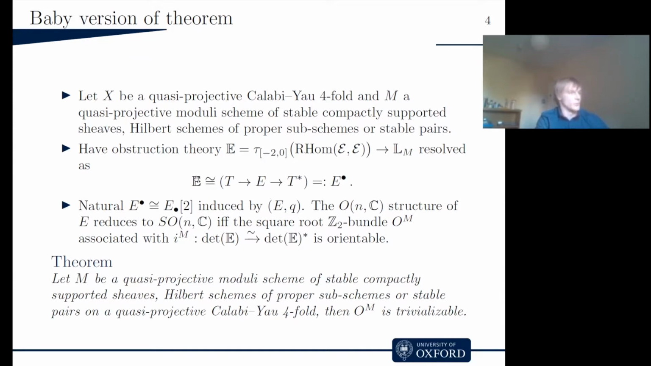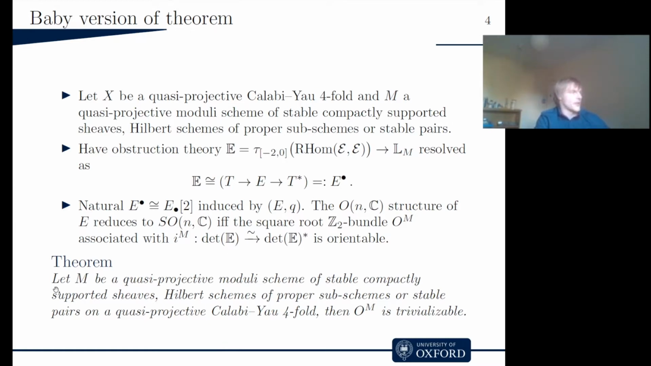So in particular, the Serre duality on this E complex transitions to this natural duality on this 3-term complex. And the whole point is that one needs to show that this SO(n, C) structure on this vector bundle E reduces to an SO(n, R) structure, which corresponds exactly to the existence of orientations in the sense that I wrote down. That is, a trivialization of this bundle O_M associated with this isomorphism on E, which comes from Serre duality.